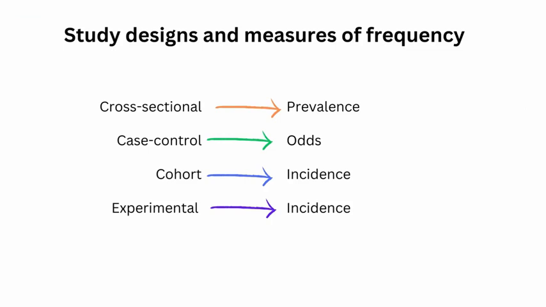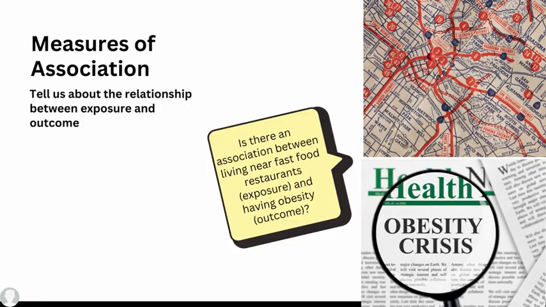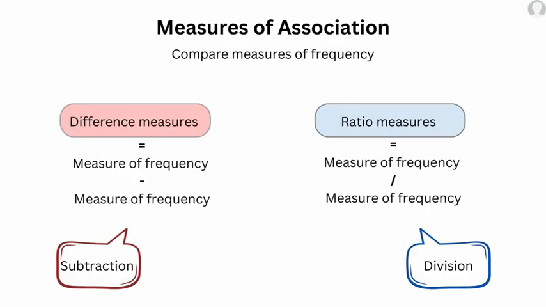We calculate different measures of frequency from the data of different study designs. If the study is cross-sectional, we calculate prevalence. If case control, odds. If cohort or experimental, incidence. Measures of association tell us about the relationship between an exposure and an outcome. Measures of association are calculated by comparing measures of frequency, either through subtraction in the case of difference measures or division in the case of ratio measures.